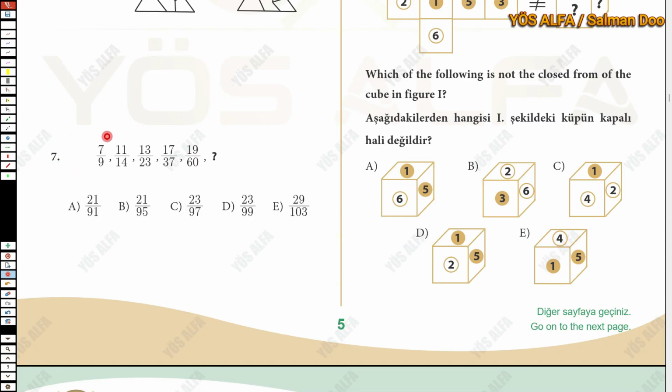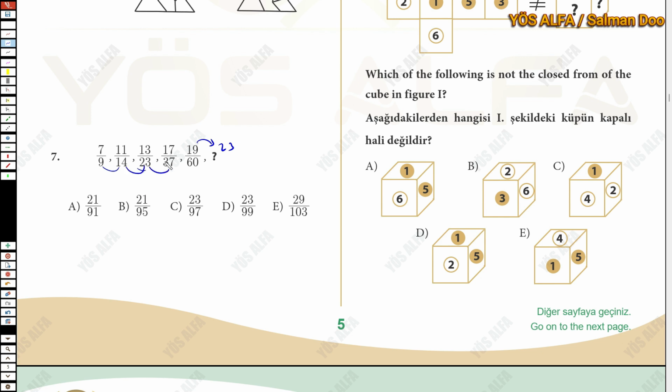Number 7. Number series problem. We have the top series and the bottom series. The top series is the prime number. So we have 7, 11, 13, 17, 19, and the next prime is 23. The bottom series is each term is the summation of the preceding two terms. For example, 23 is the summation of these two, and 37 is the summation of the two numbers before.